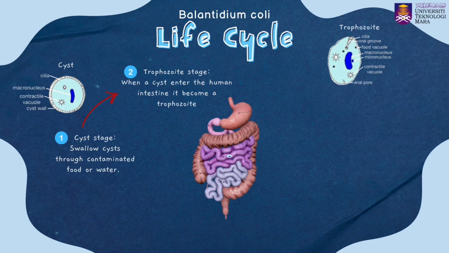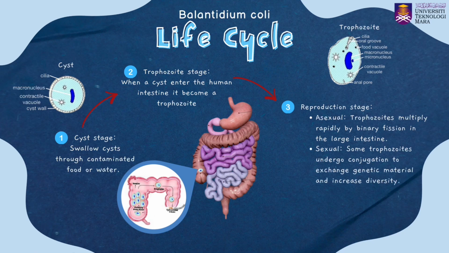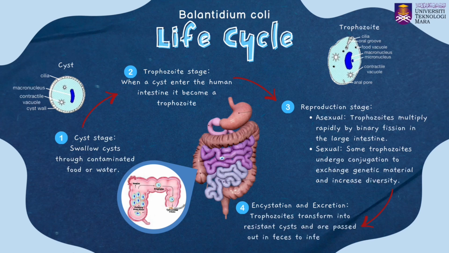intestinal symptoms like diarrhea. Trophozoites reproduce asexually through binary fission, where one cell divides into two identical daughter cells, rapidly increasing the population. Some ciliates also undergo conjugation, a sexual process in which two cells exchange genetic material to increase diversity. Finally, some trophozoites transform back into cysts, which are passed out with feces and can contaminate food or water, restarting the life cycle. This cycle shows how ciliates can spread from person to person, highlighting the importance of hygiene and clean water.